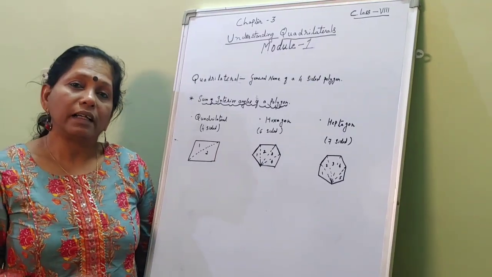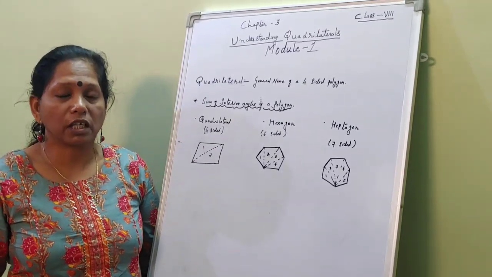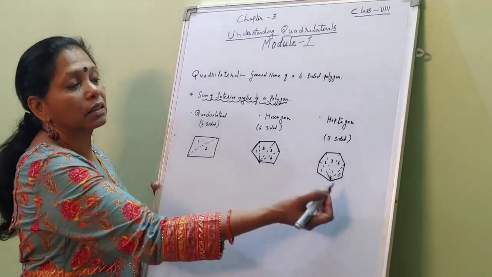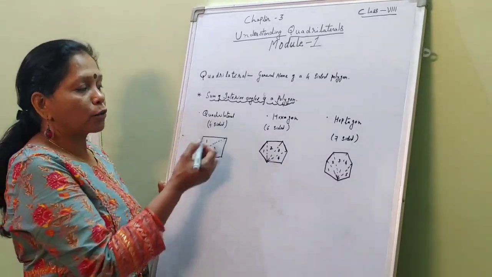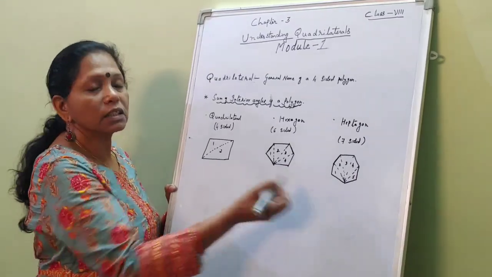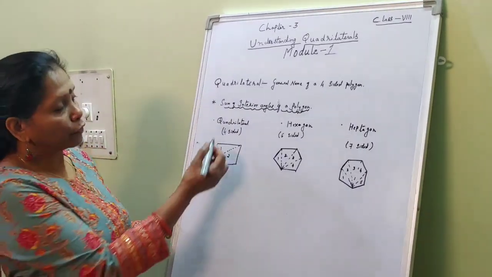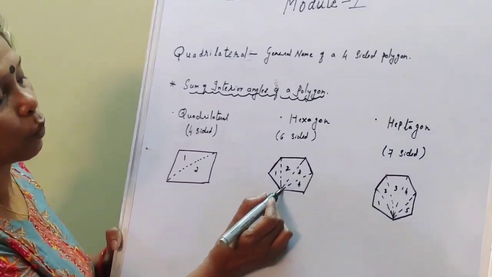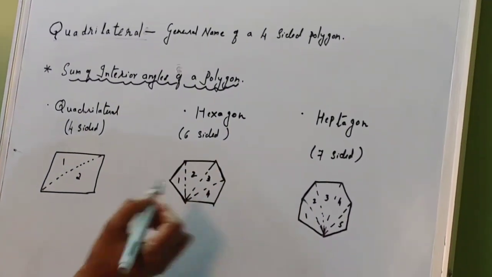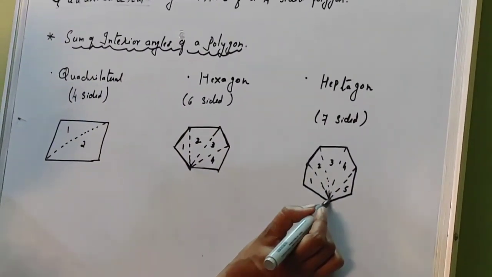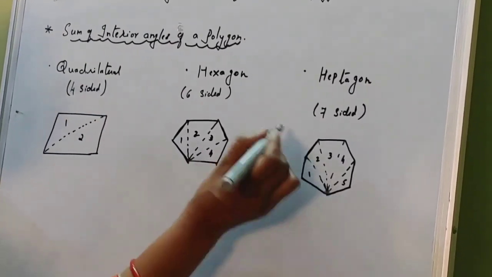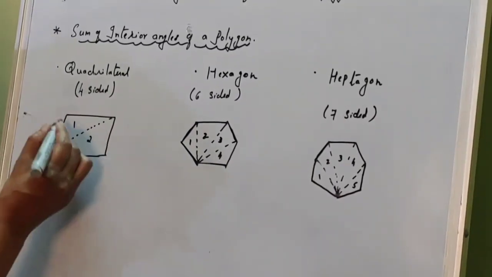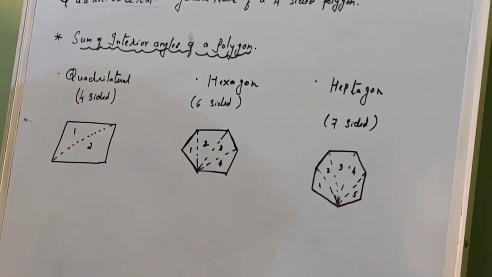Now students, let us learn how to find the sum of interior angles of any polygon. I have drawn three polygons here: quadrilateral, hexagon and heptagon. I'll show you how to find the sum of interior angles of these three geometrical shapes. In the first quadrilateral, I have joined one diagonal. Here I have taken one vertex and joined all the possible diagonals. Similarly in the heptagon also I have taken one vertex and joined all the diagonals.